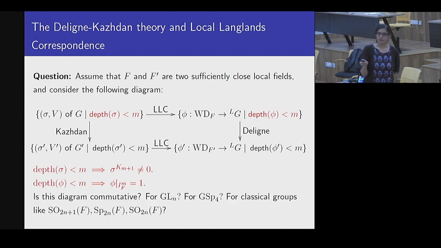Okay. So then the question is, is this diagram commutative? And in the one-dimensional case, this is exactly Deligne's result. Is this diagram commutative for groups like GLN, GSP4, or for classical groups? I have chosen all of them to be split classical groups, but that is because we are a priori only working with the Kazhdan isomorphism for split groups.